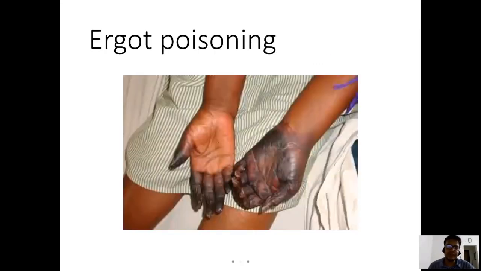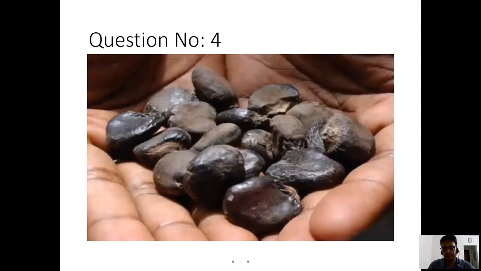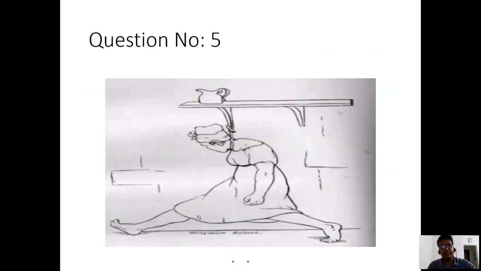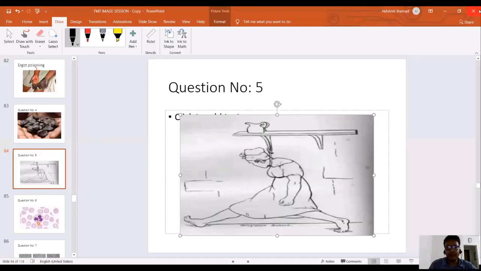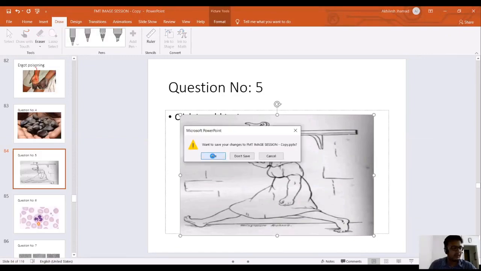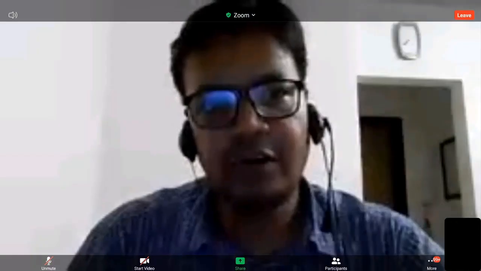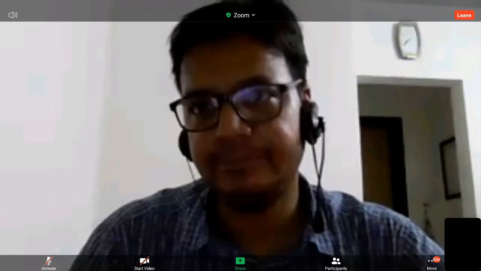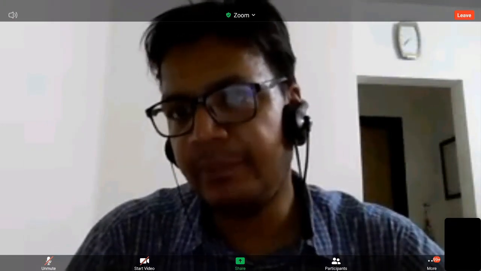Ergot poisoning leads to inflammation of the palm and sole. This is ergot poisoning. Inflammation of palm and sole.